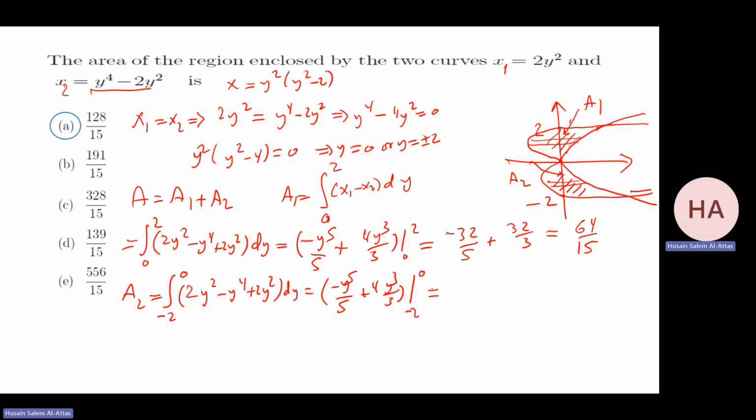Okay. Yeah, this will be 0 minus, like the minus 2. That give me 32 over 5 minus 32 over 3. So I have the same answer. This minus 64 over 15. So it will be 64 over 15. So the area total will be A1 plus A2, which is 128 over 15, which is this one.